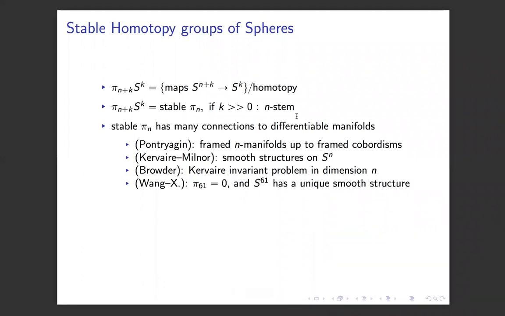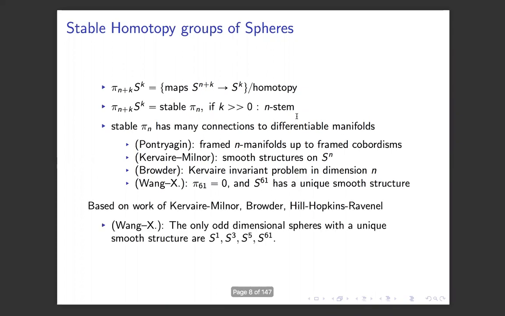So based on all the earlier work, in a recent result by Guozhen Wang and myself, we actually computed the stable 61st stem at the prime 2 is 0. And by the work of Kervaire and Milnor, that tells us the 61-sphere has a unique smooth structure. And based on work of Kervaire-Milnor, Browder, and Hill-Hopkins-Ravenel, we actually show this is the last odd dimensional case. So the only odd dimensional spheres with a unique smooth structure are 1, 3, 5, and 61. And these proofs are done through computation of stable stems. Okay, so that's some motivation there.